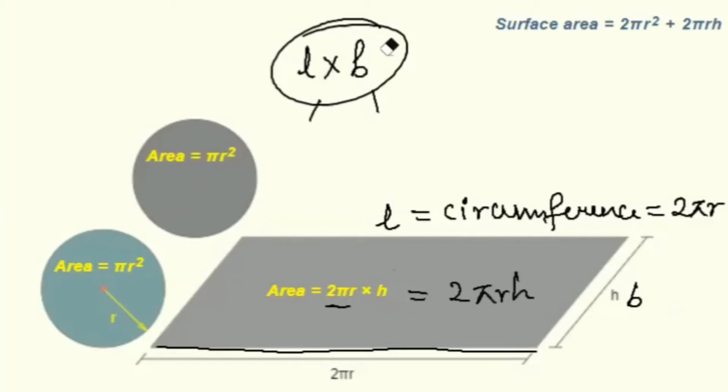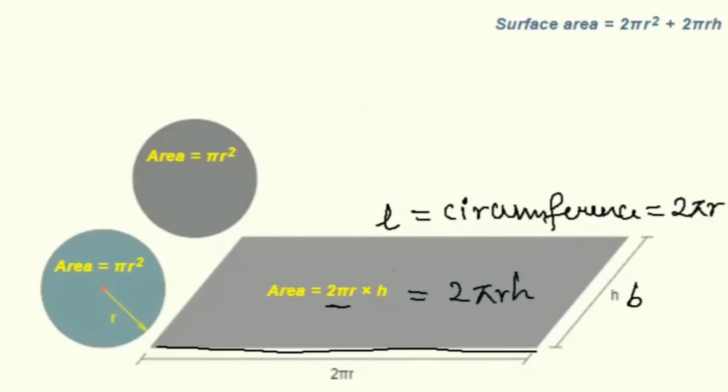Getting everyone? And then how many circular bases do we have? We have two circular bases, top and bottom, right? So area of one will be pi r square.